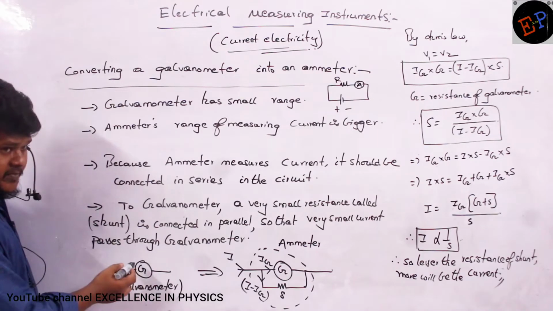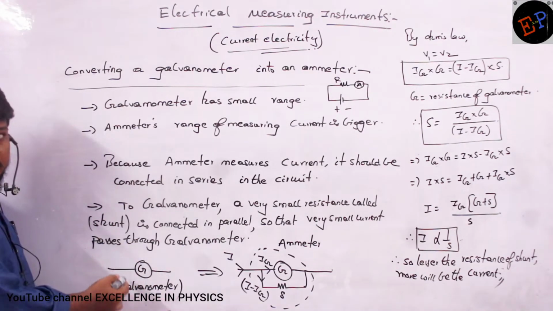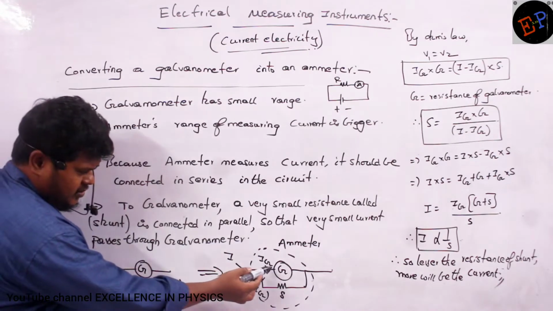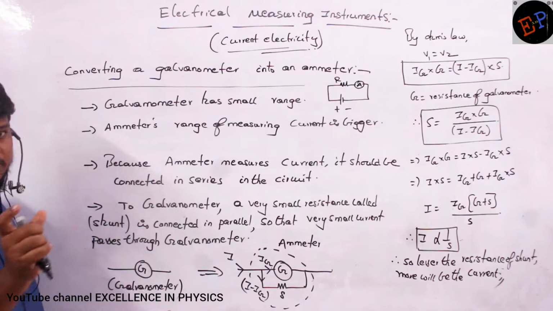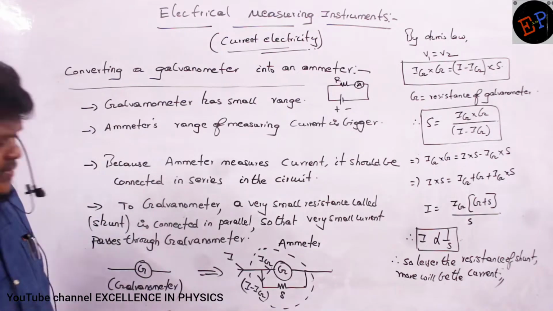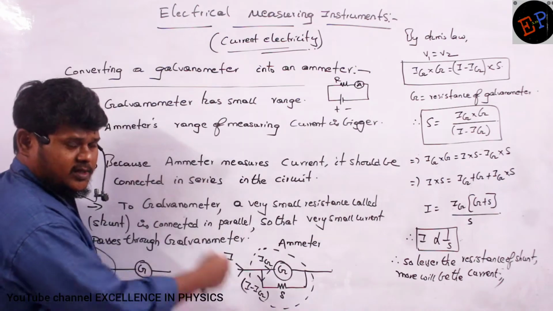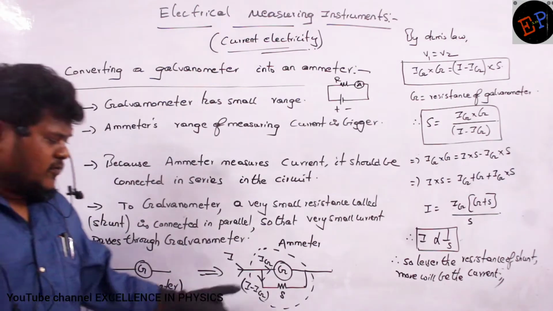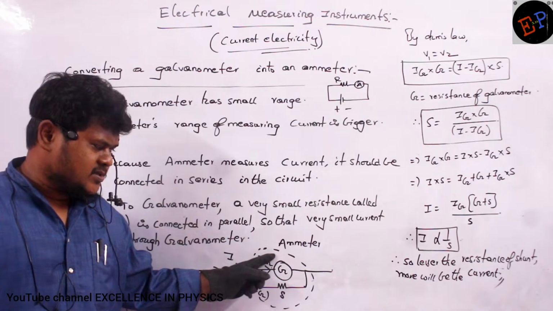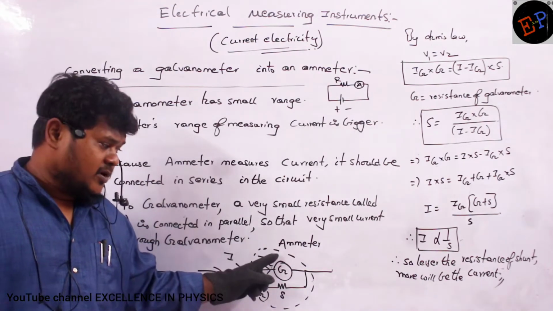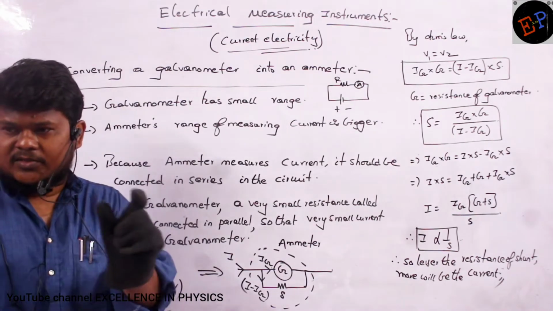This is the galvanometer. Previously we have drawn a diagram, no? That total is represented by G here, galvanometer. To this galvanometer we have to connect a very small value of resistance. The resistance of the shunt is very small when compared to the resistance of the galvanometer. Galvanometer resistance is also very small, almost 0.